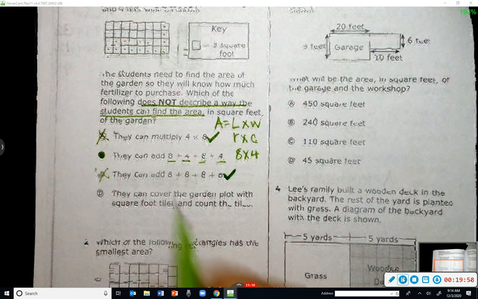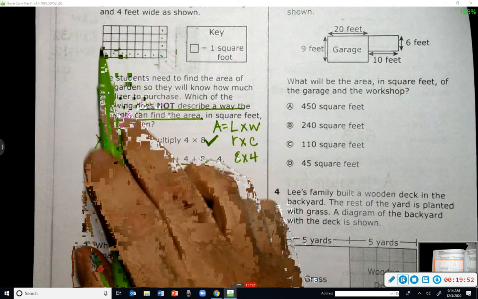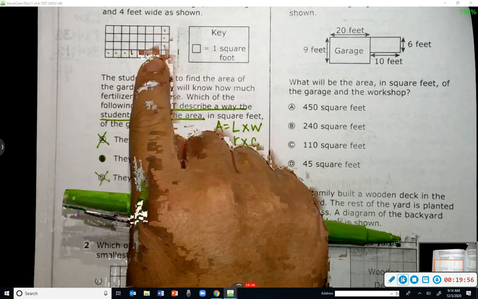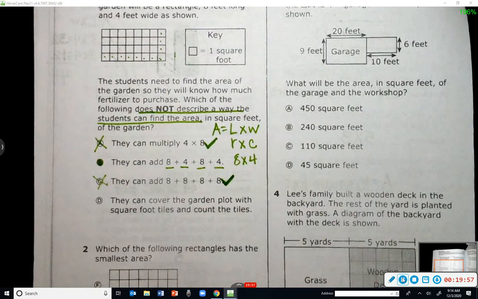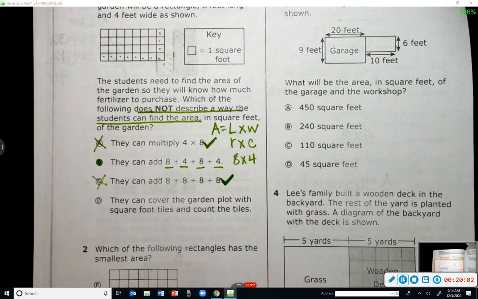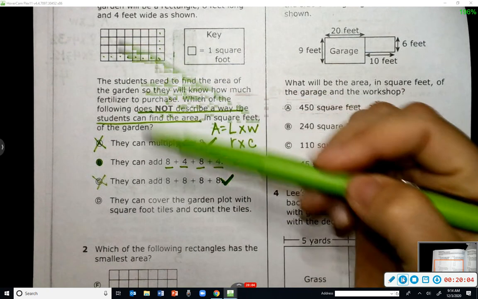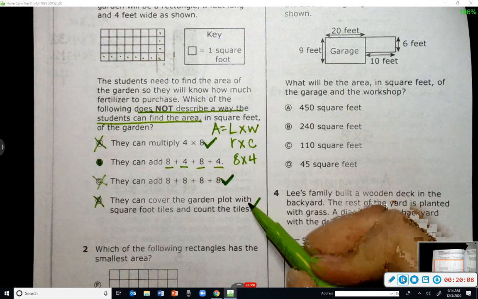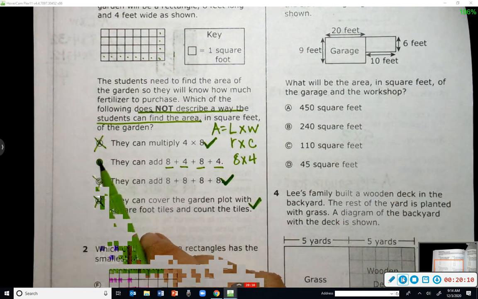Yes, that's basically what this shows. They're covering it with square foot tiles. And then we would count all of them. Is that how you can find area? Yes. Counting all of these tiles? Yes. So that's correct, too. The only one that was not correct was B.